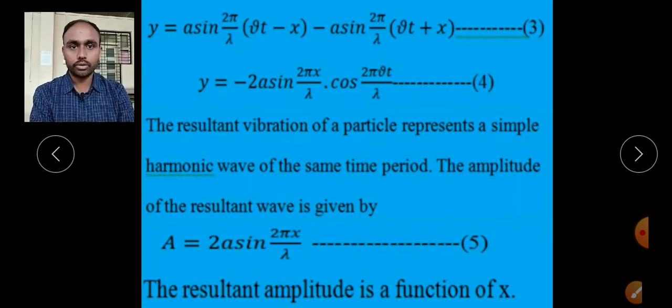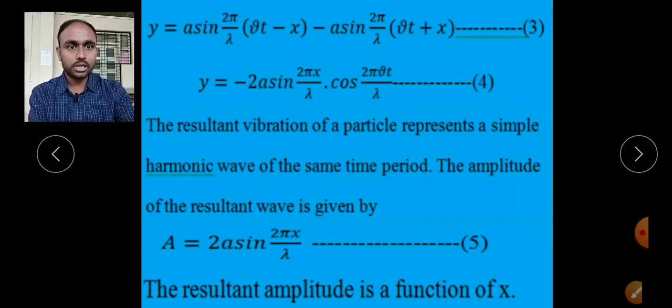Use that formula. Now, the resultant vibrations of the particle represent a simple harmonic wave of the same time period. The amplitude of the resultant wave has changed, because for y1 the amplitude is small a, and for y2 the amplitude was the same. Two equal and opposite waves whose amplitude and frequency are the same superimpose on each other, and then we got our stationary wave.